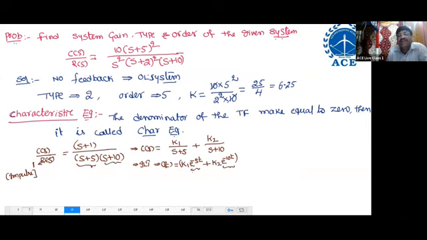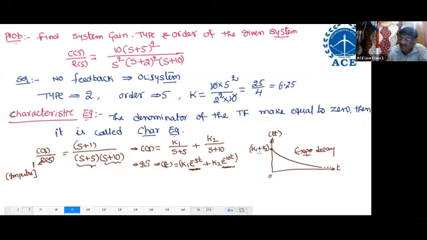That means C of t consists only of denominator terms. What is the nature? If t equals 0, we get K1 plus K2. At t equal to infinity, e power minus infinity is 0, an exponential decay. The nature is an exponential decay, which is decided by the denominator terms.